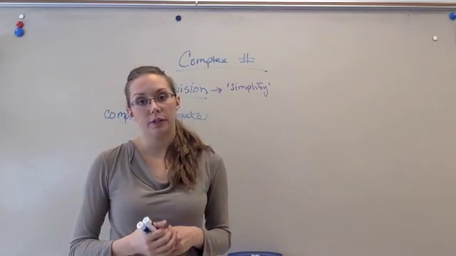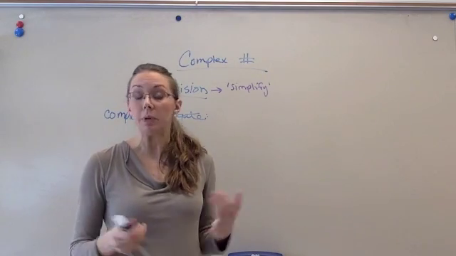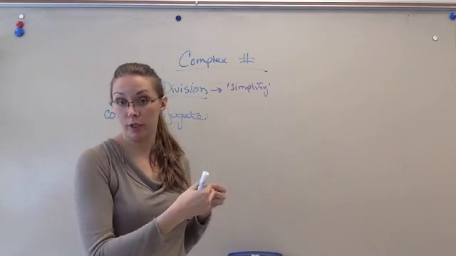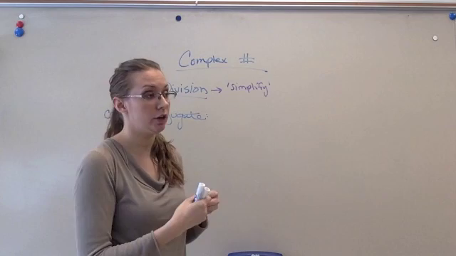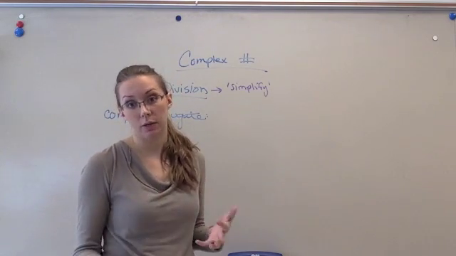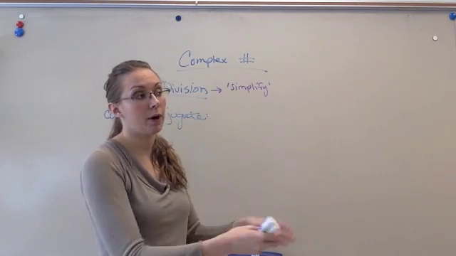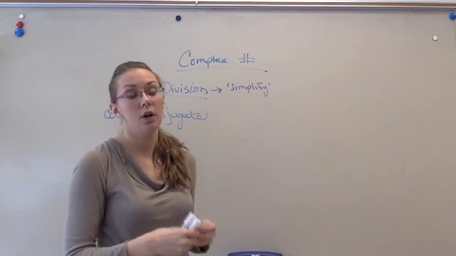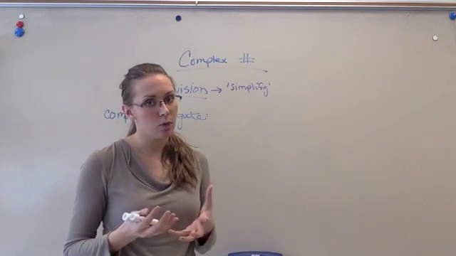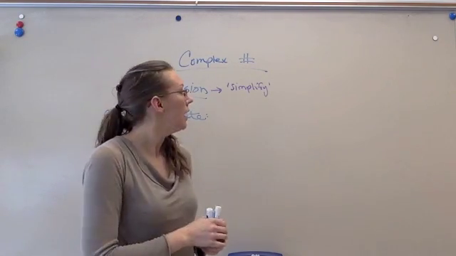So as far as complex numbers go, we've seen that addition isn't too bad. We add our real parts and our imaginary parts. Subtraction follows the same rules as addition. We subtract our real parts and we subtract our imaginary parts. Multiplication required a little bit more work, but it wasn't too bad.